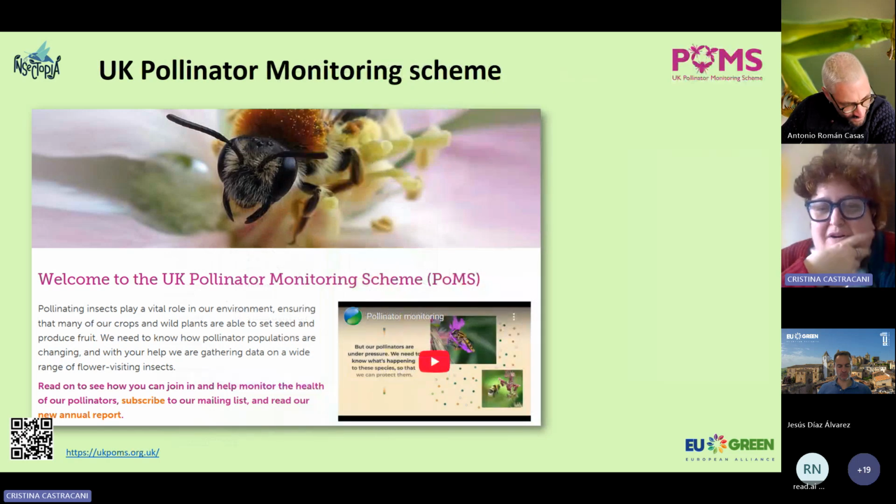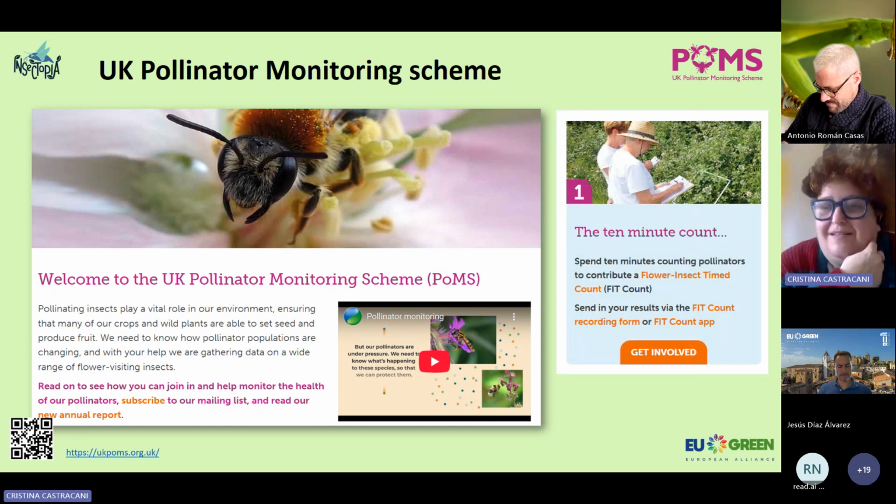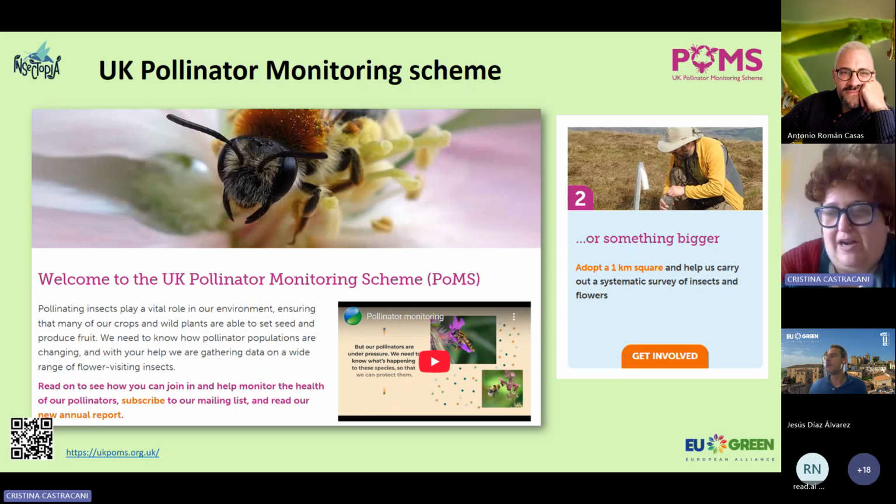One of the most interesting projects is, for example, the UK Pollinator Monitoring Scheme. Here you can find the website, so you can go there and collect some information about this scheme. But in this project, basically, citizens can participate in two different ways, with two different paths. One is the flower-insect timed count, the FIT count, and the other one is the adoption of a 1 kilometer square to collect data.